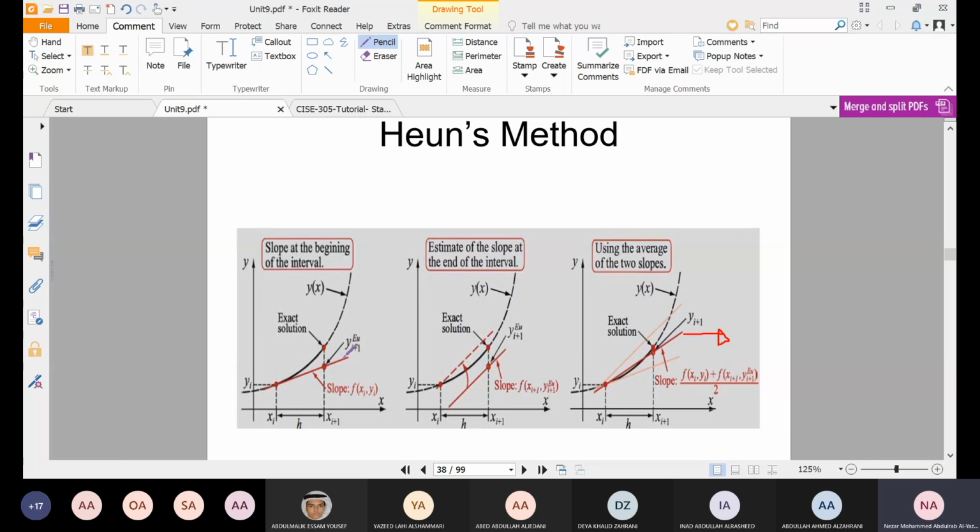We start with the Euler method slope at the beginning, and then we use the trapezoid rule. We also find the slope at the endpoint, and then we use the trapezoid rule to take the average between them. So we have one on this side and one on this side, and the average between them will be this one. You can see it is more accurate because it is on the exact solution. So what we use here in Heun's method is the Euler method and the trapezoid rule to find the best estimation.